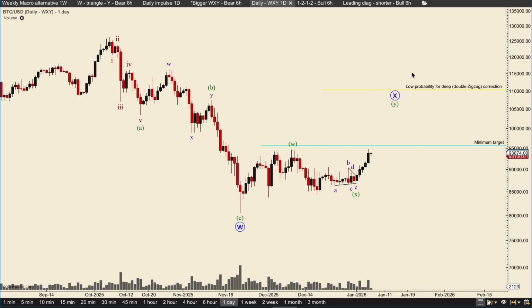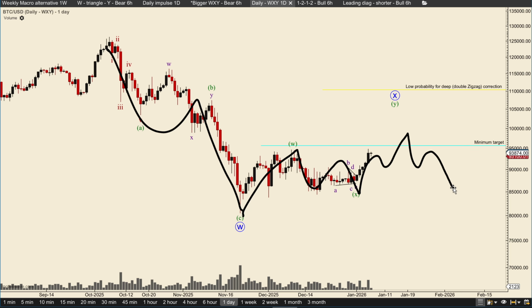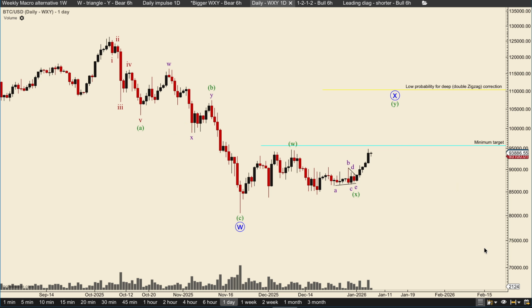We could also get this kind of scenario, so W, W, W, X, Y to X, Y, and then move down. So a bigger sideways correction. That is also very possible. But we are just using the information that we have right now, and that bigger scenario isn't really on the table as of right now.